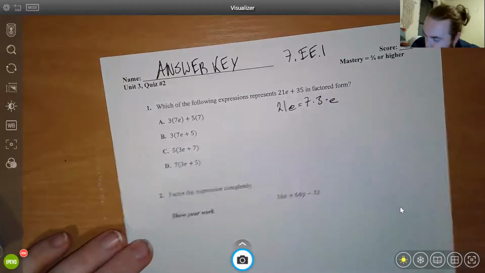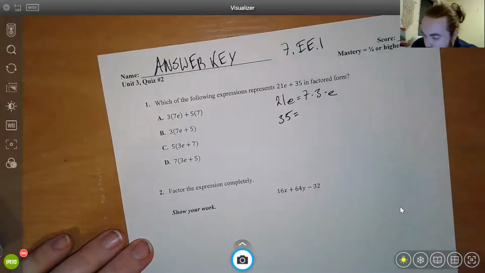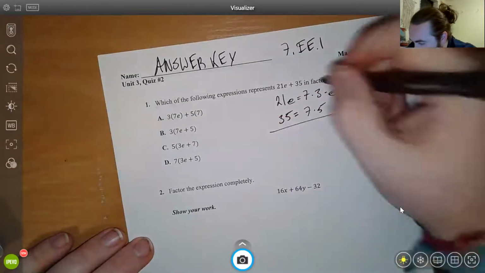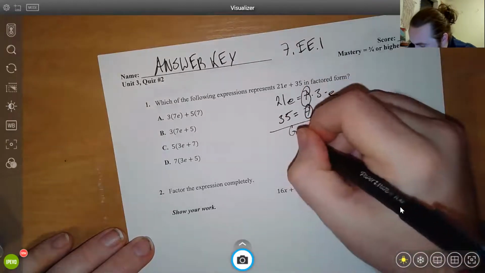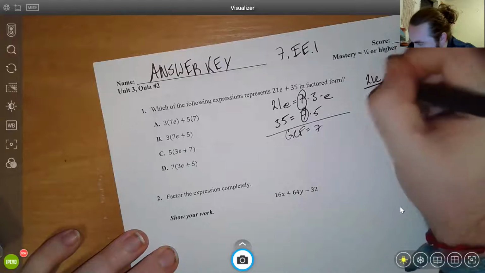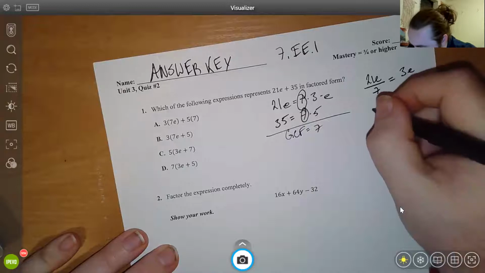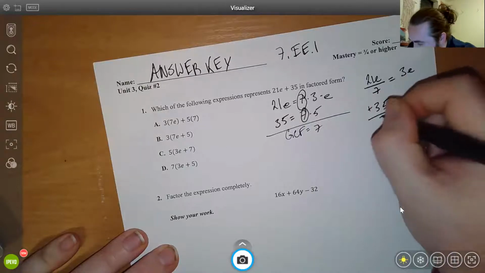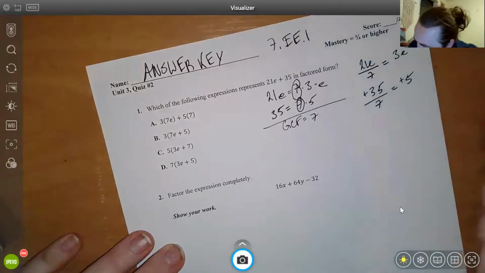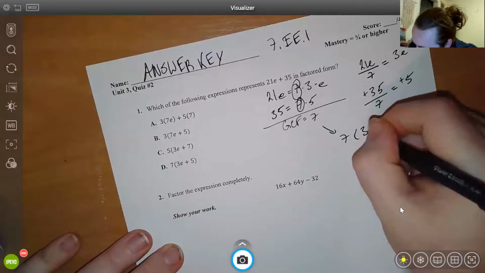All right, so then 35, you know your times tables, is 7 times 5. So what do they have in common? That's the GCF. Well, they both have a 7. My GCF is 7. So 21E divided by 7. Well, 21 divided by 7 is 3. Left with 3E. Positive 35 divided by 7 is 5. So left with plus 5. So that must be 7 times 3E plus 5.